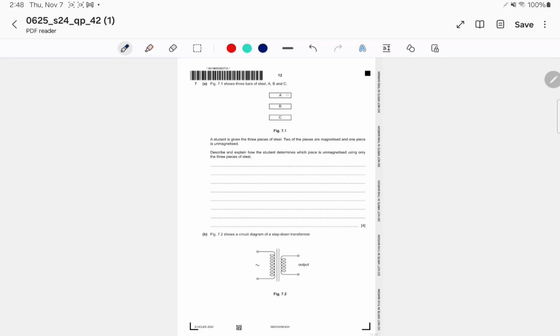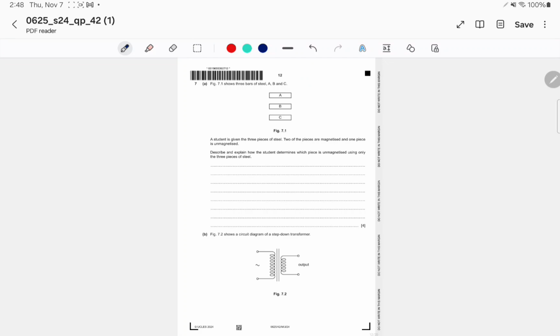If the rod you are testing is magnetized, it will attract the other magnetized rod, but if it is not, then nothing will happen. If the rod is unmagnetized, it will not attract either of the other 2 rods. You repeat the procedure to test the other rod.